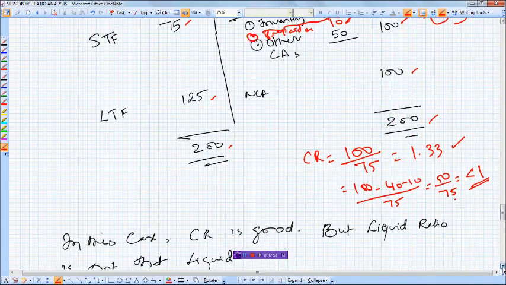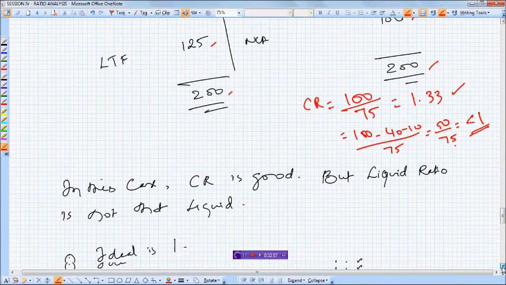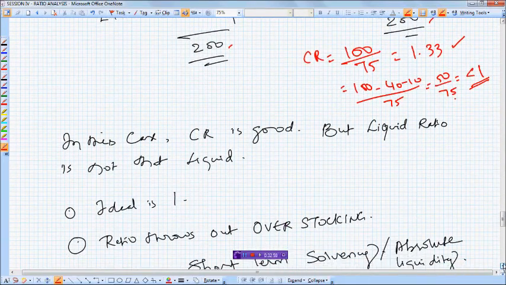It is prepared by excluding inventory and prepaid expenses from the current assets. The ideal position is a ratio of 1, meaning its quick assets are available to meet its current liabilities. The ideal ratio is 1, and this ratio generally throws light on overstocking.